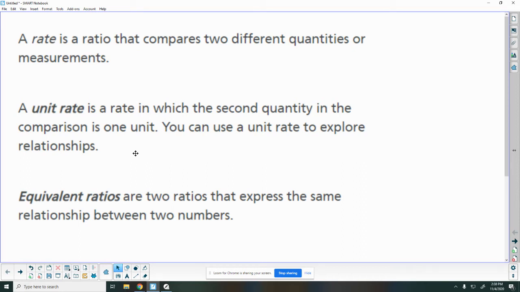You will want to use this video if you have been assigned 5.2 Reteach. So we're just going to be going over the difference between rates, unit rates, and equivalent ratios or rates today.